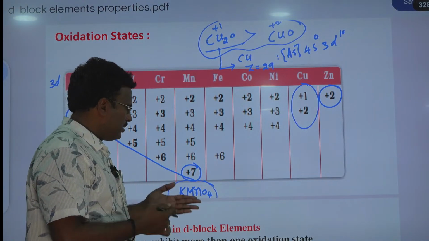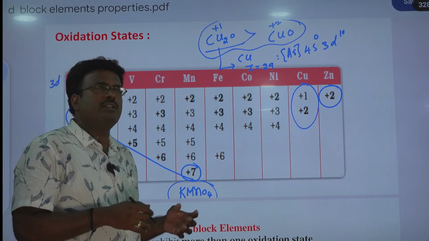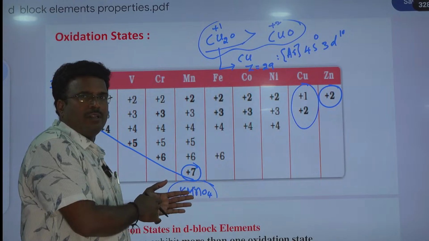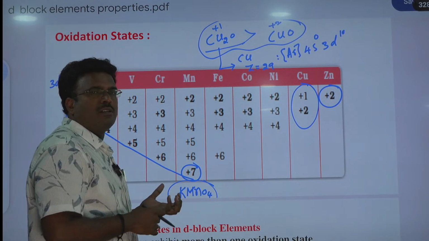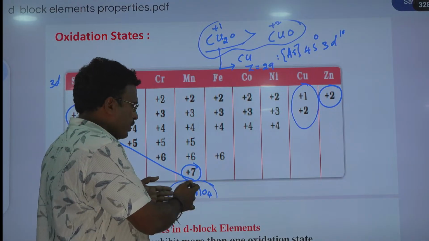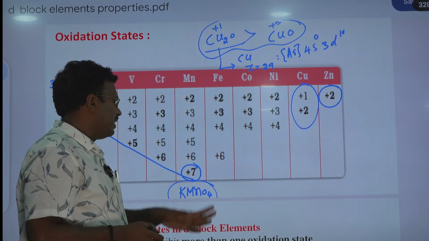Because of this, potassium permanganate shows one type of transition, that is charge transfer. A charge transfer spectrum is observed in this potassium permanganate. That's why this is the color of the compound. Okay, I will explain the color.